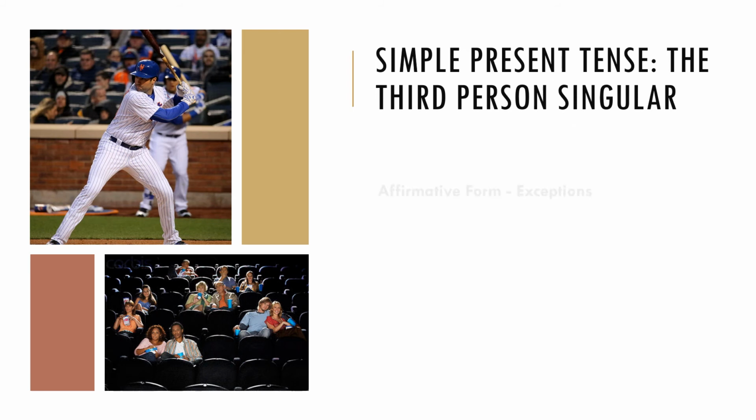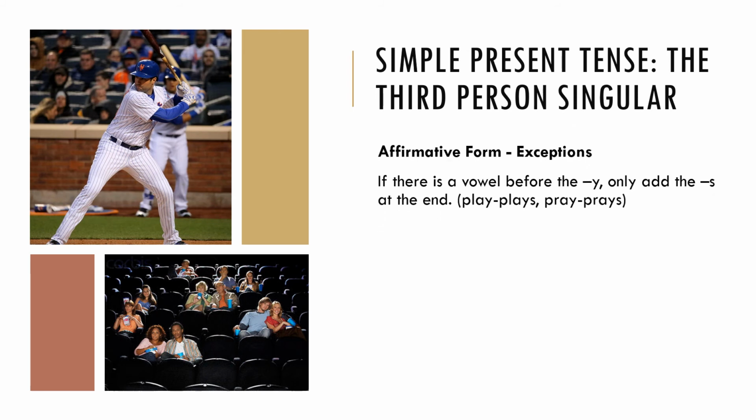Simple present tense, the third person singular, again for some exceptions, in affirmative form. If there is a vowel before the Y, only add the S at the end. For example, play, plays, pray, prays, only add the S. Ethan plays baseball. You don't change the Y. You leave the Y. You only add the S. Taylor enjoys the movie.